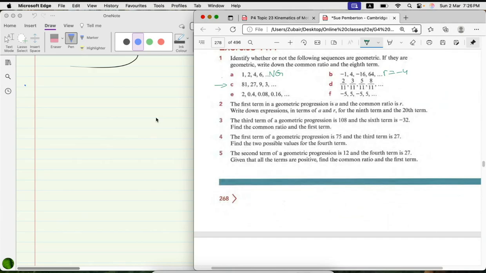It is, because the common ratio is 3, and it keeps being divided by 3. So 81 over 27 would just be divided by 3 for each term. So basically R is equal to 1 by 3.